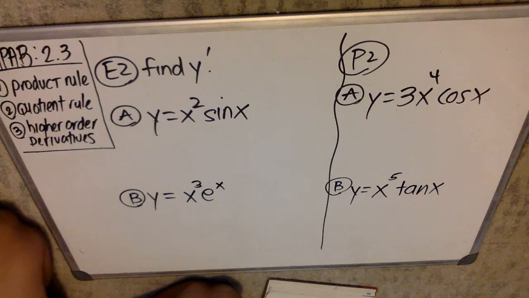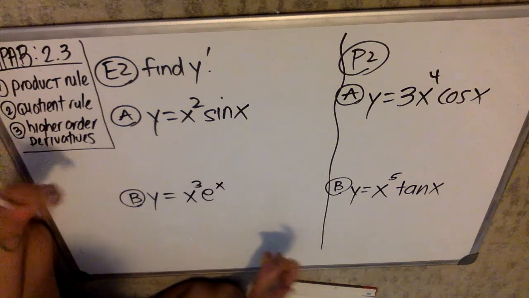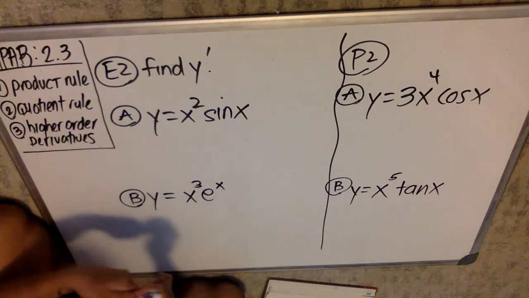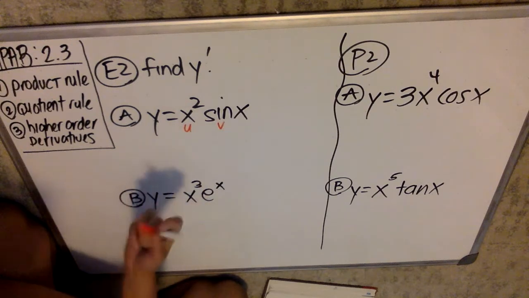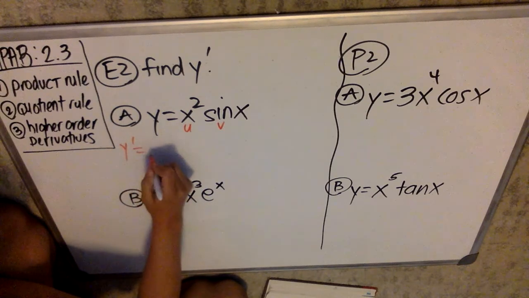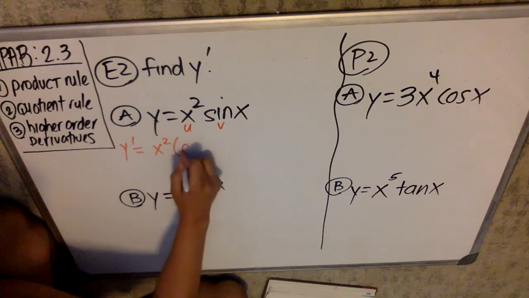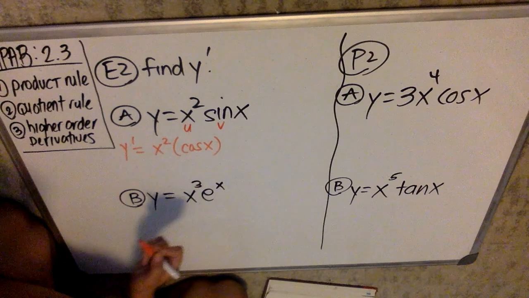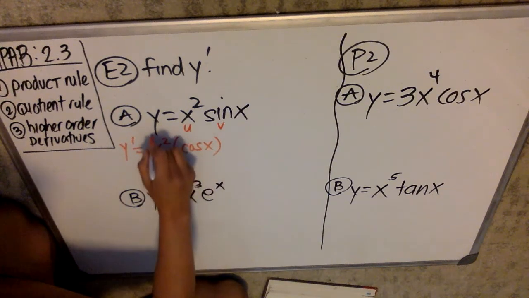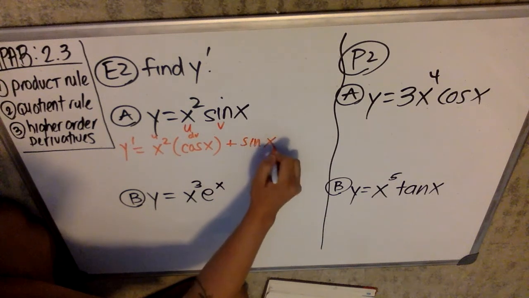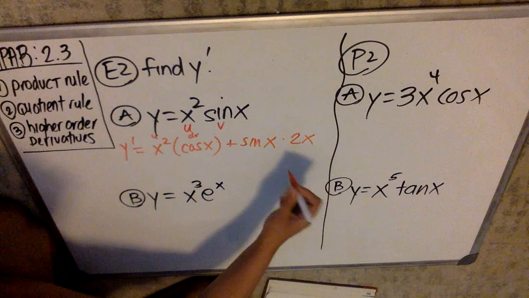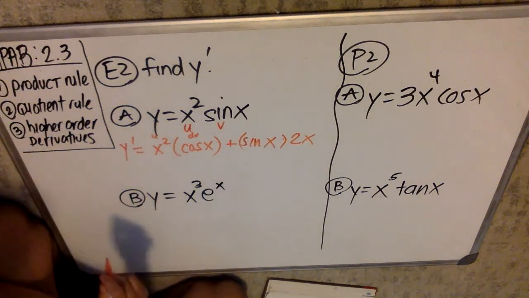So, again, here I'm in a situation where I cannot simplify this product. There's no way to clean up x squared times sine x. It's an x squared, it's a sine x, there's nothing I can do. So my u is x squared and my v is sine, right? So my y prime is going to be u dv, so the cosine of x, because it's the derivative of sine, plus v, which is sine of x, du is going to be a 2x.